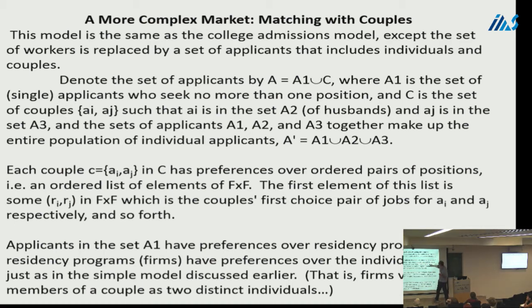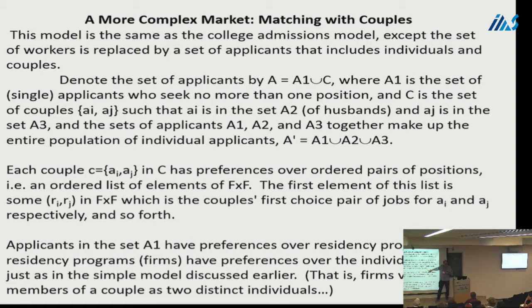So the couples are pairs AI and AJ, made up of the union of A2 and A3, where A2 are husbands, say, and A3 are wives. So I'm going to talk about the set of applicants in two different ways. On the one hand, I'm going to talk about them as the set of single people and the set of couples. This is how they see themselves. If I'm a single person, I want one job. And I have, New York would be a good job, Boston would be a good job. I have a list of preferences. If I'm a member of a couple, we want two jobs. Okay? But I'm also going to look at all the individuals.